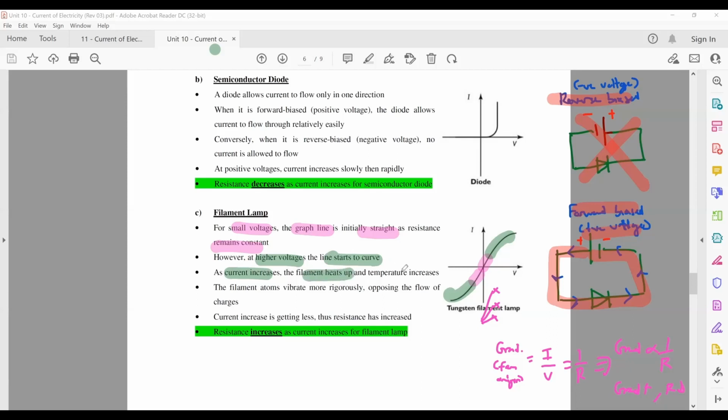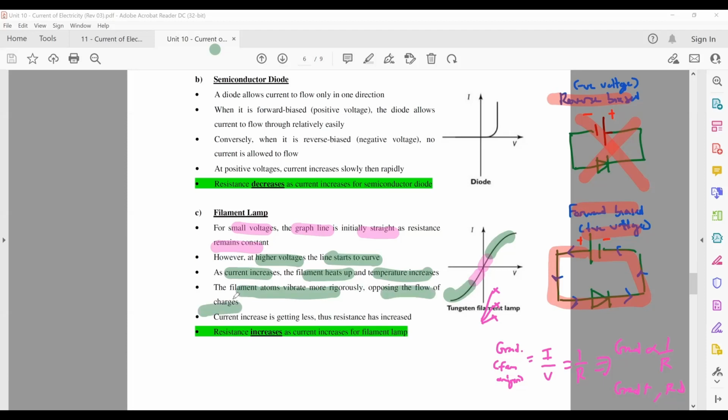Because you know that when you run current through a metal, like the tungsten wire that is used to make a filament lamp, it will heat up. So when it heats up, it will have an increase in temperature. Now, the increase in temperature causes the filament atoms to vibrate more rigorously. So it will oppose the flow of any charges.